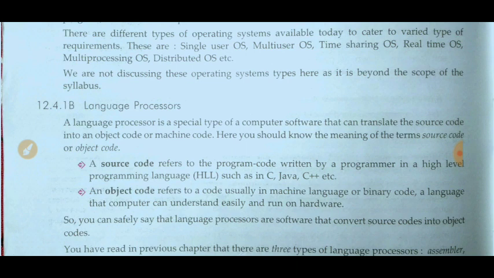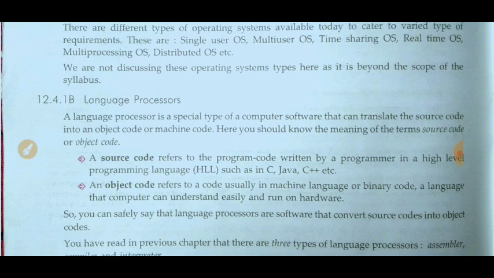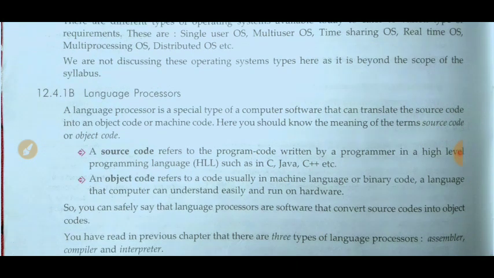For this, you have to know about two terms. One is source code and the second one is object code. Now, discuss the first one, source code. Source code refers to the program code written by the programmer in a high level programming language. Like Python is a high level programming language. Here you have to write your program in English-like language. Means this is human readable form. So all the programs written in a high level programming language are known as source code.